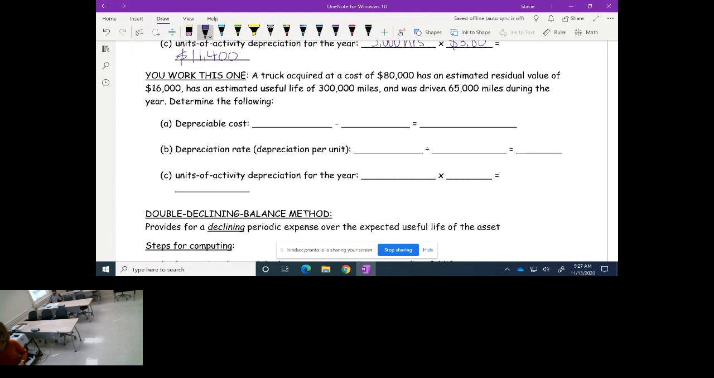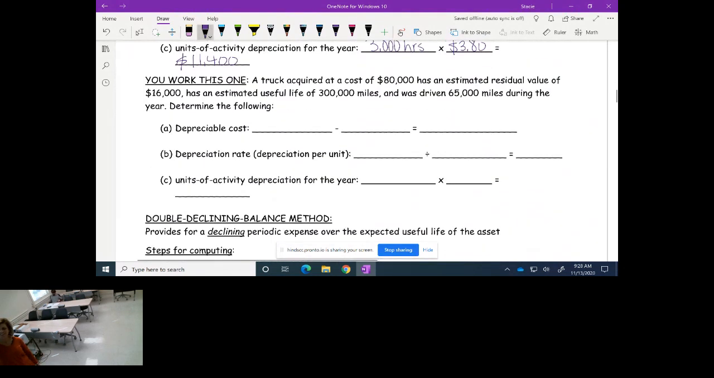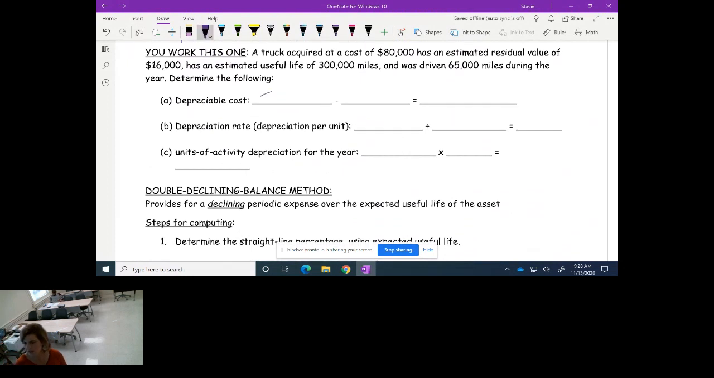All right, so here's another example of this. Units of activity. All right, so let's look at another example. We have a truck that was acquired at $80,000. That was the cost. So acquired means they purchased it, and it cost them $80,000. Estimated residual is $16,000. So the amount that we are going to depreciate is $64,000. That's our depreciable cost.